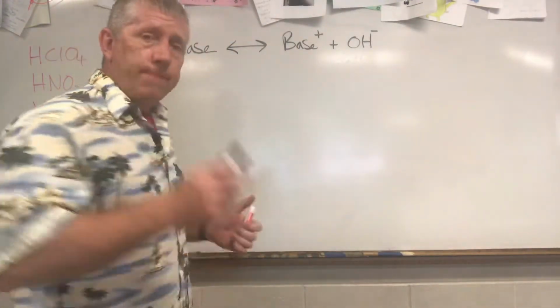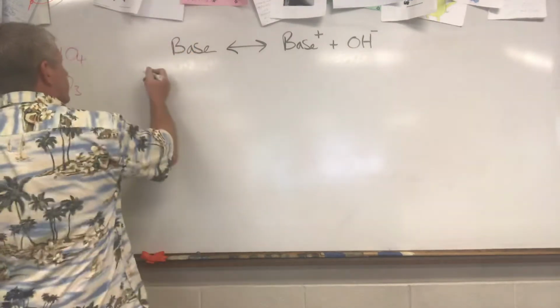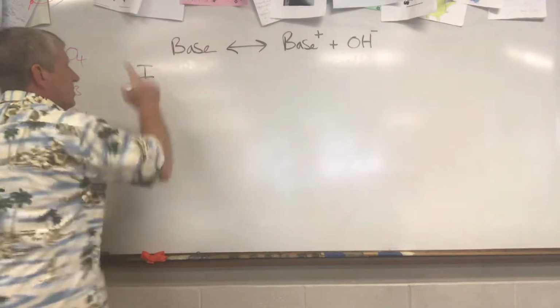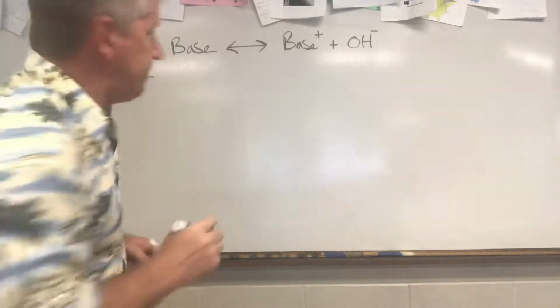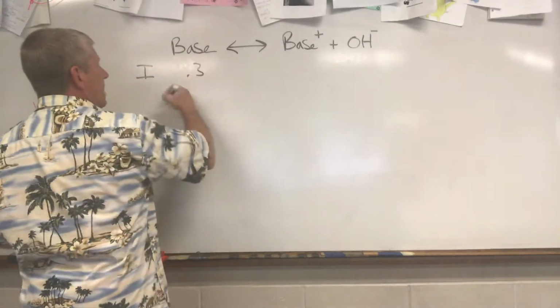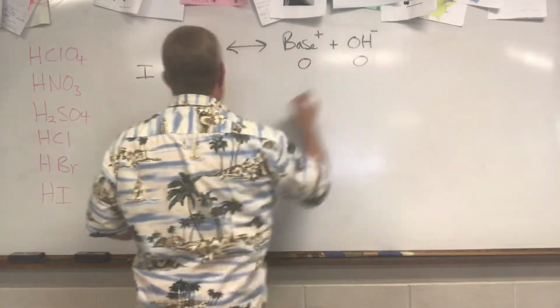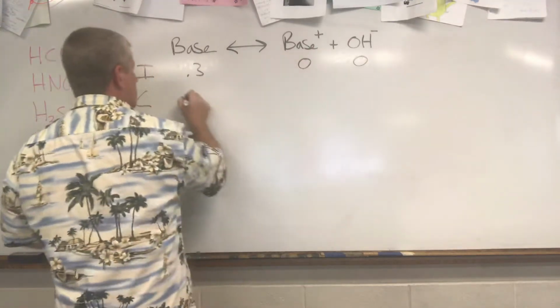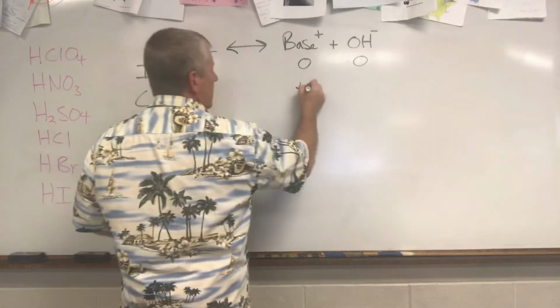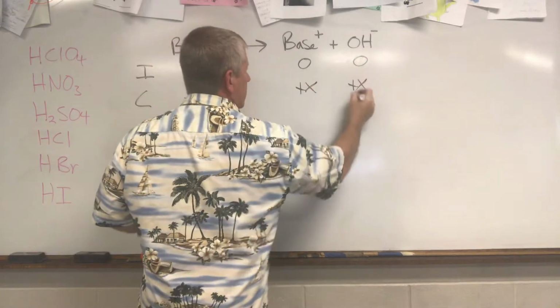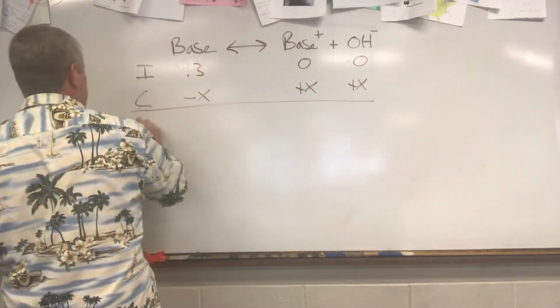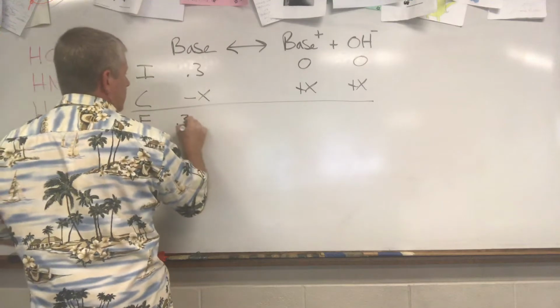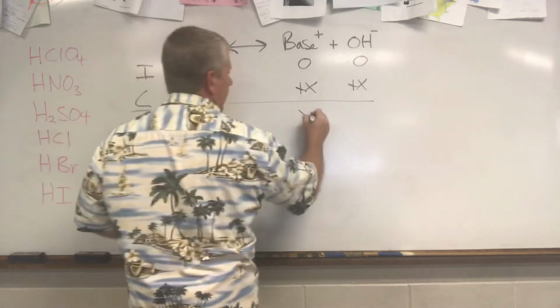All right, so let's write a nice chart. The initial concentration was given as 0.3. Initially I would start out with none of this and none of this. Over time, my base will lose some, and gain some of this, gain some of this. At equilibrium: 0.3 minus x, x, and x.